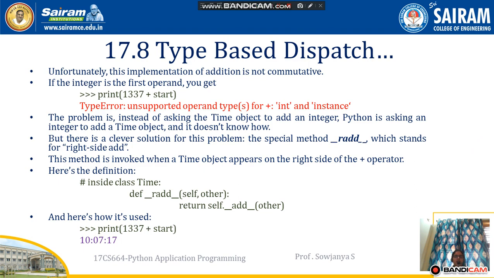Another point: unfortunately this implementation of addition is not commutative. If the integer is the first operand, for example print 1337 plus start instead of start plus 1337, you get an error: unsupported operand type for plus: int and instance. The problem is that instead of asking the time object to add the integer, Python is asking the integer to add the time object, and it doesn't know how, so it returns the error.